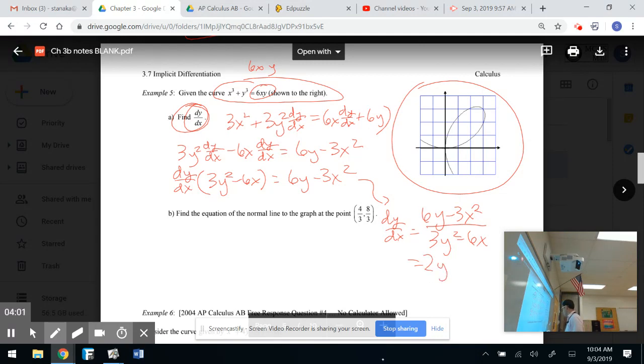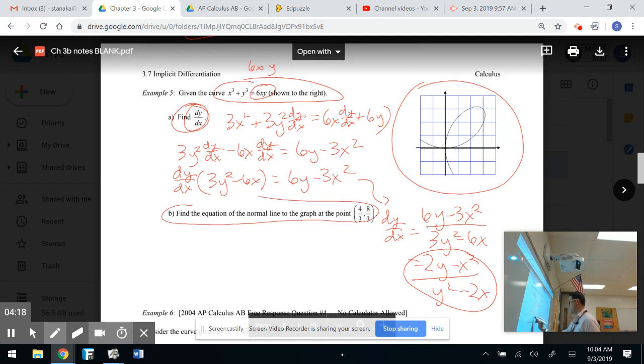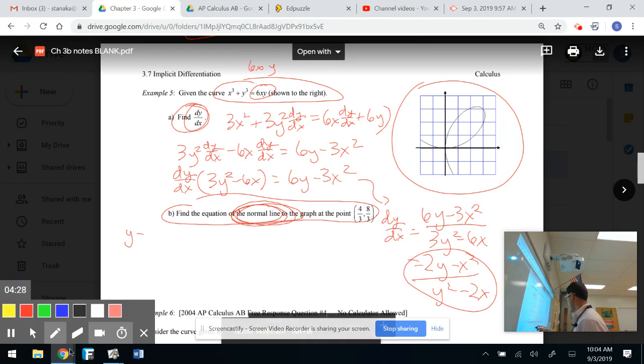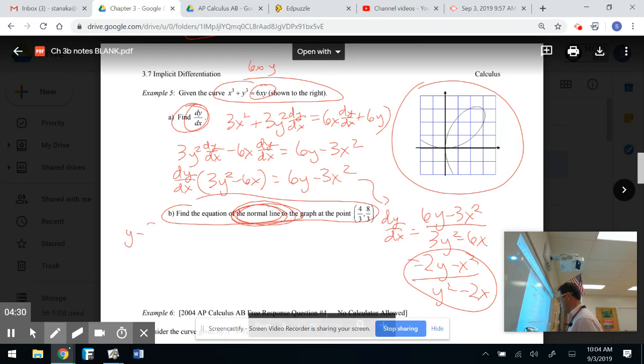And we get (2y minus x squared) over (y squared minus 2x). And when I simplify like that, it can make a lot of the work later on a little bit easier to deal with, okay? For example, it says find the equation of the normal line at the point (4/3, 8/3). So the nice thing here is my very first step is I should write out the equation in point slope form. It'd be y minus 8/3 equals m times the quantity x minus 4/3, okay?